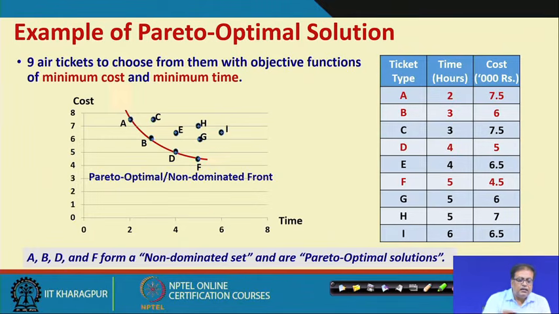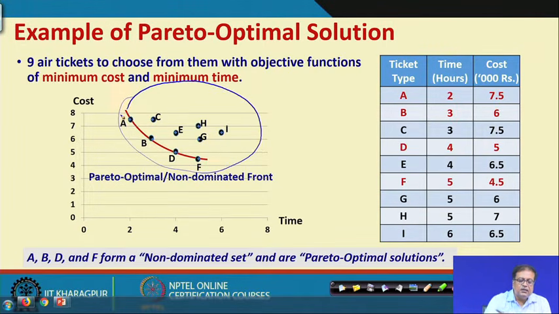Now, further if we plot them, look here, if we plot all of these A, B, C, D, E, F, G, H, I, then clearly you can see that this is all the solutions. Now, out of all the solutions, these A, B, D, F are in the Pareto optimal front or the non-dominated front.